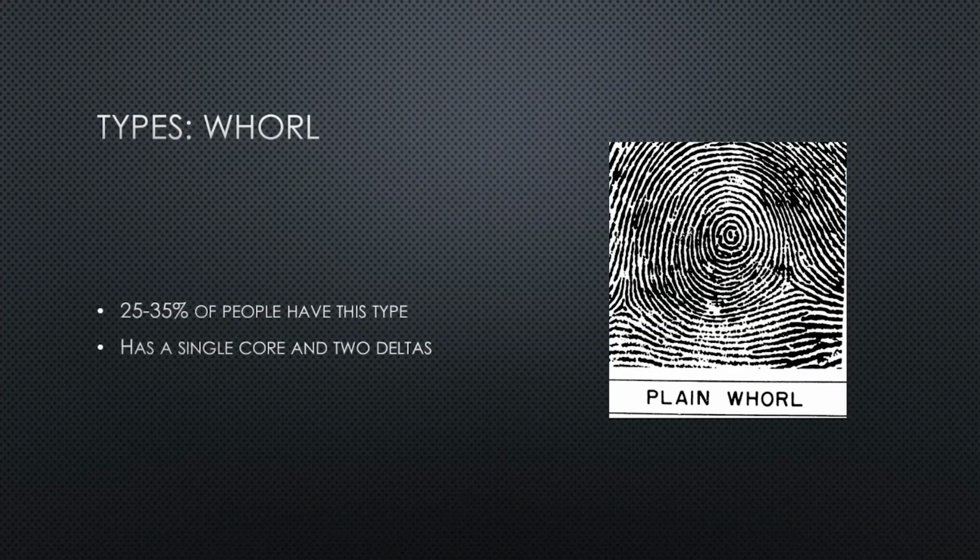Finally, there is the whorl. Approximately 25 to 35% of people have a whorl fingerprint. It is recognized by its central core and the 2 deltas.